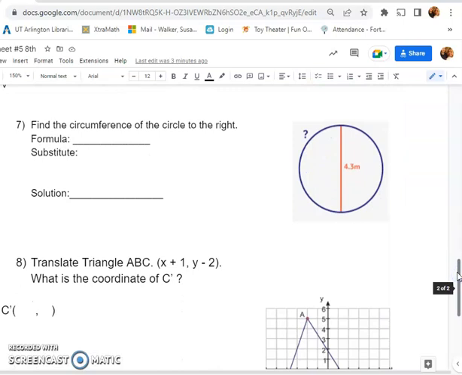Number 7, circumference. So I'm going to let you do this one by yourself, but I do want you to recognize that this is a diameter, right? So put your formula and plug your numbers in and solve. And please round to the hundredths. Okay? Do that.